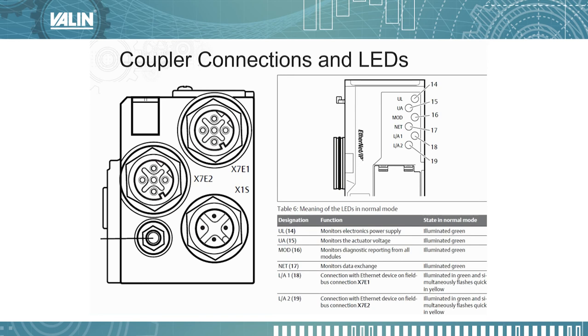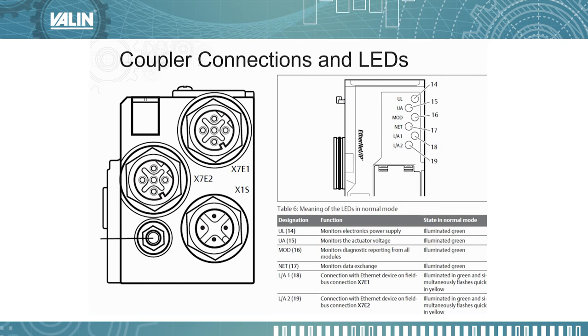This just shows the connections to the coupler on the left-hand image, and in the right-hand image are some LEDs that give status. The X7E2 and X7E1 connectors on the left image are the Ethernet connections. Ethernet IP is daisy chained, so when you connect to X7E2, that can come from the PLC, for instance, and then X7E1 could go to the next node in the network. You just want to make sure that you don't end up setting up some network topography that is a ring or circular topography. That will cause you problems.